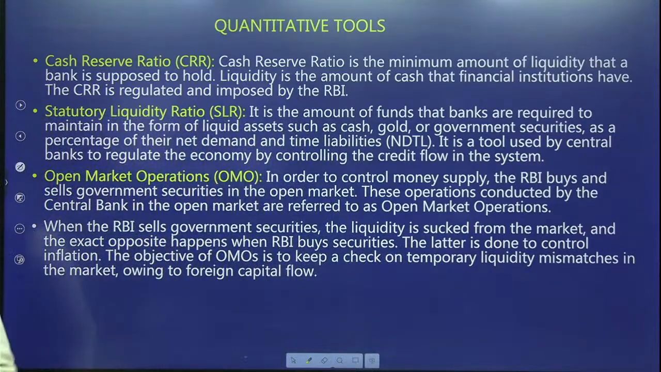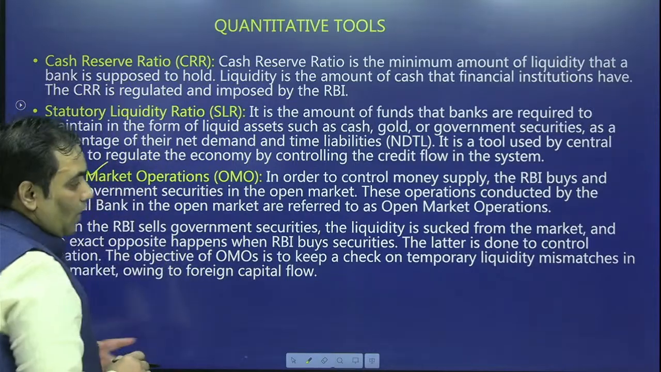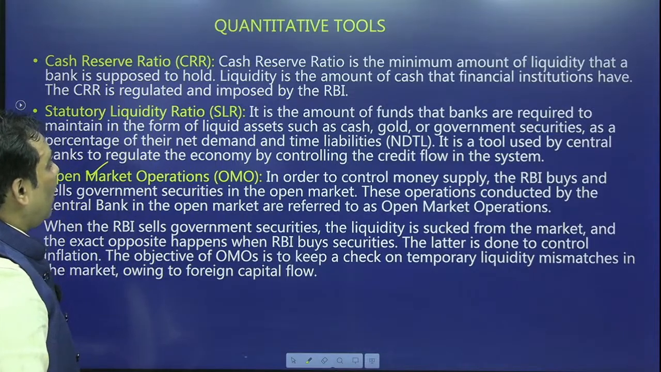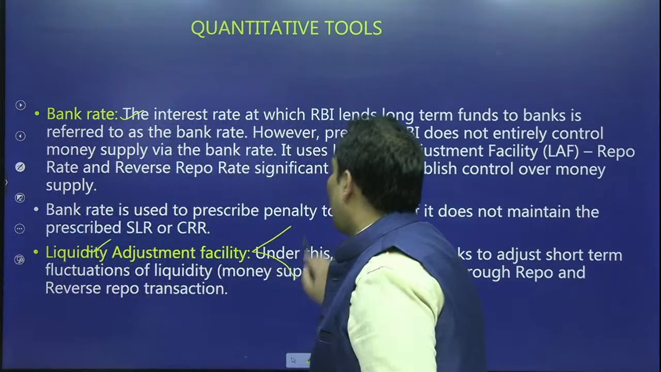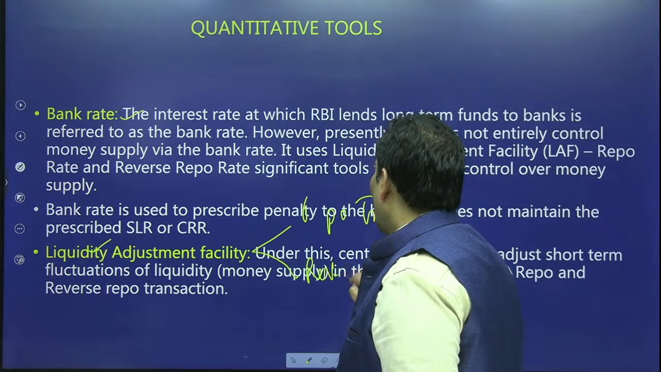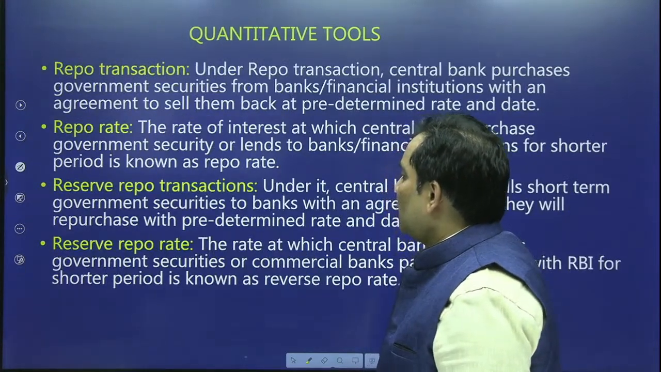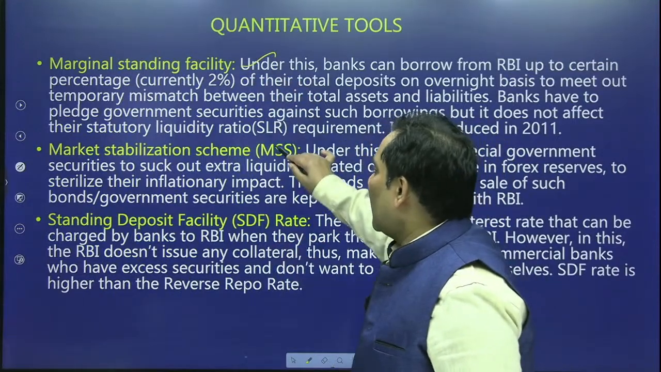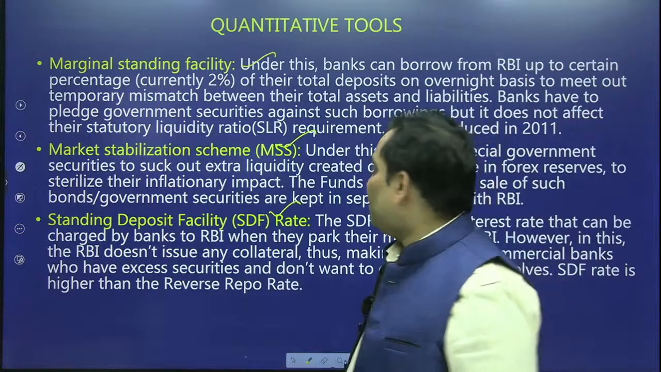When we talk about the quantitative tools, we can categorize them as CRR, cash reserve ratio, SLR, statutory liquidity ratio, open market operation, bank rate, and the liquidity adjustment facility. Through this liquidity adjustment facility, there are two things: one is repo transaction, the other is reverse repo transaction, that is repo rate and reverse repo rate. And there is marginal standing facility, there is market stabilization scheme, and there is standing deposit facility, SDF. It is the latest one.